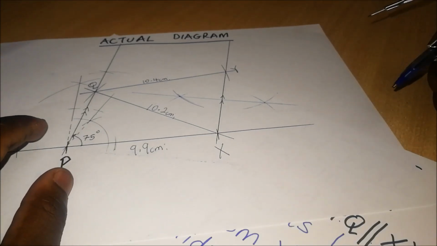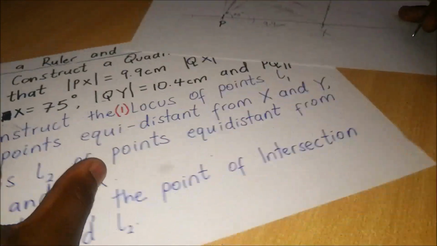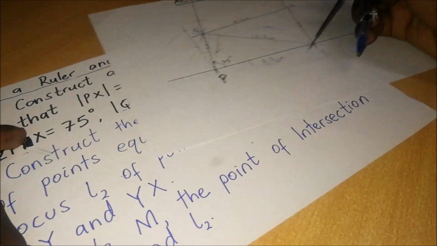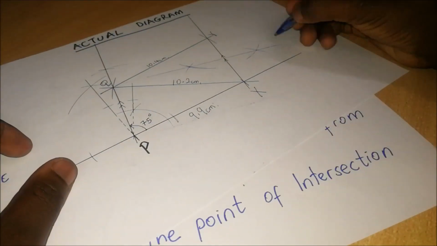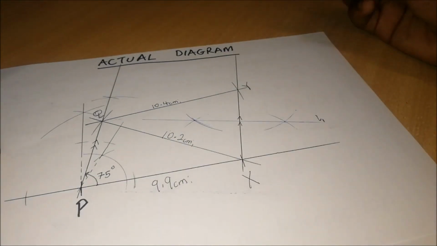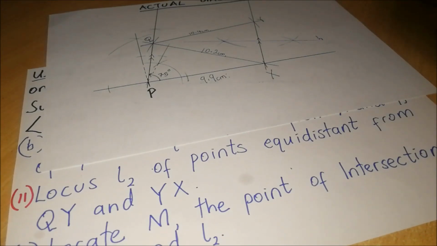Okay, so let's go on to the next point of the question. This is locus L1 according to the question. They are calling it locus L1. So I'll call this L1. It's important that you label the stuff you have done. This is L1. Then let's go on to Roman 2.